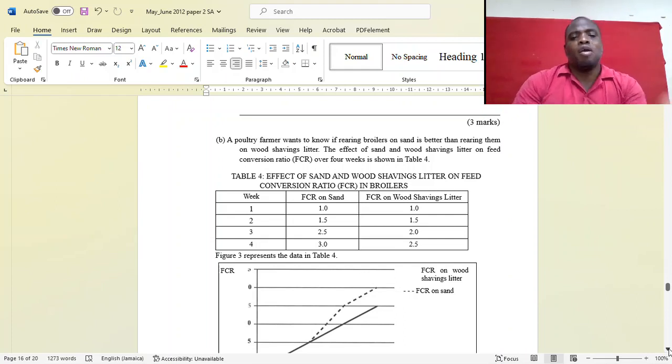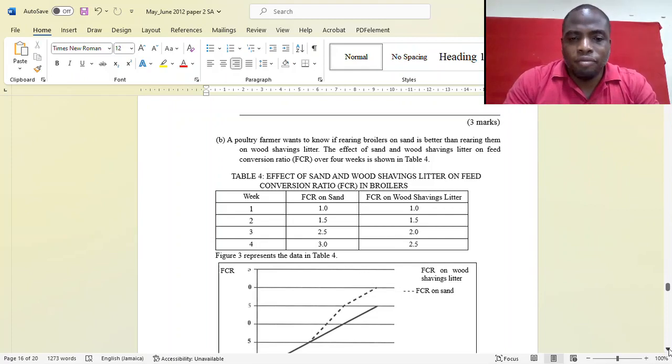So here's the situation. We are using the concept of sand versus wood shavings, and the effect of sand and wood shavings litter on the feed conversion ratio over 4 weeks is shown in table four. So if you notice, we have week one, week two, week three, and then week four. A little thing about feed conversion ratio: this is the amount of feed that the animal would take in and convert to meat or egg or milk. But in this case, we are talking about the broiler, so we are talking about meat.